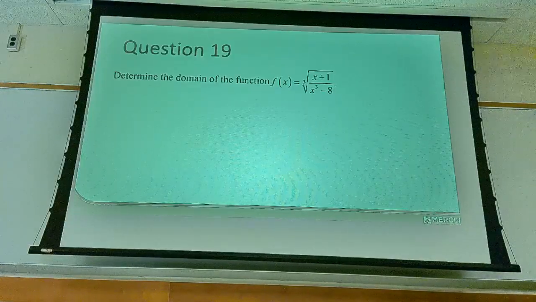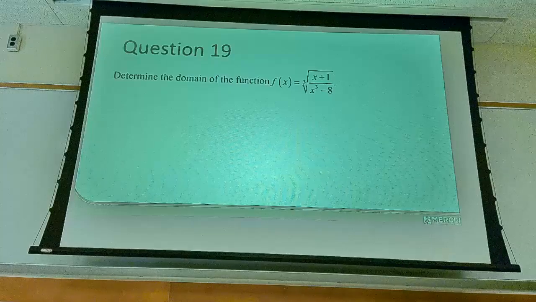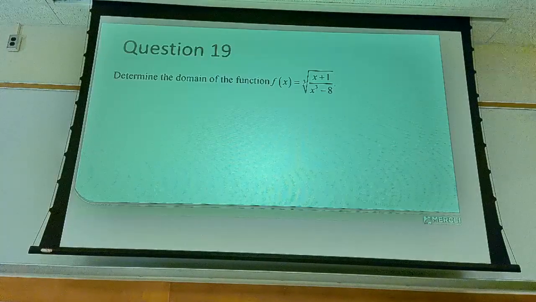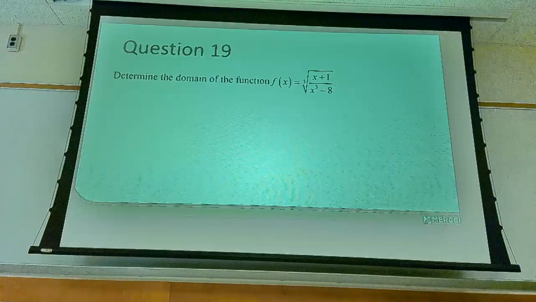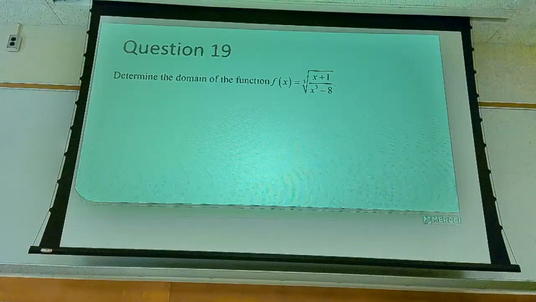No, you cannot distribute radicals across addition and subtraction. You can do it across multiplication. So if that was 8x cubed, then it would be 2x. But because it's subtraction, you have to just leave it as the cube root of x cubed minus 8.